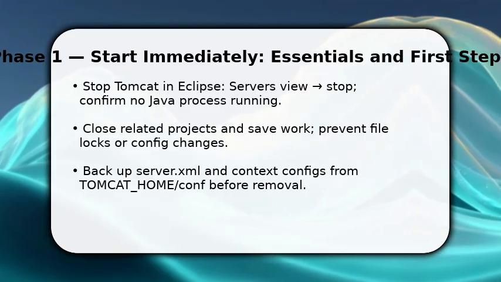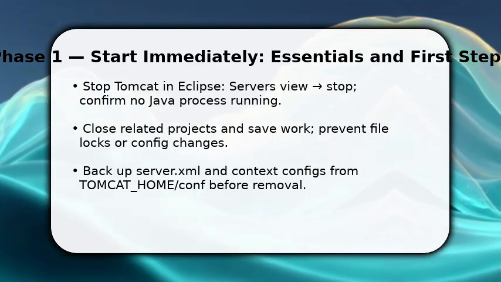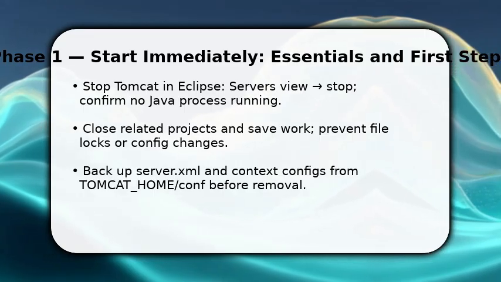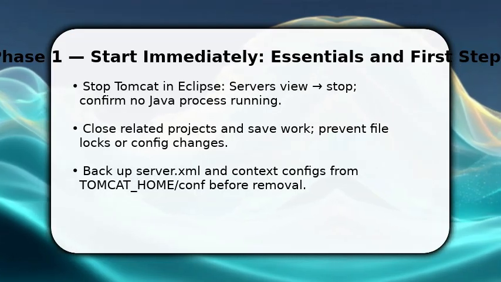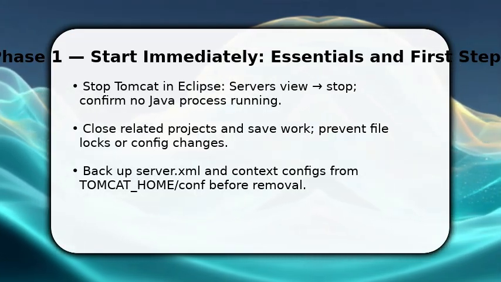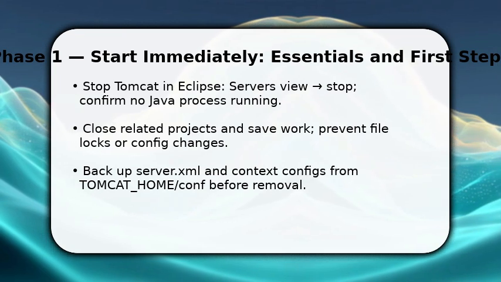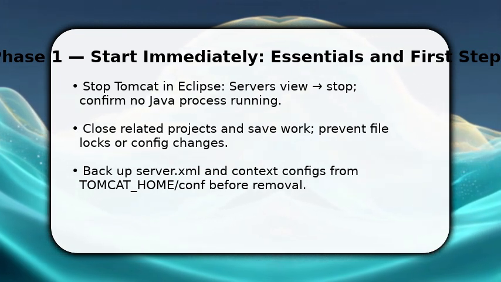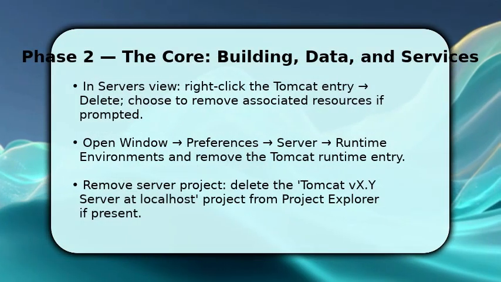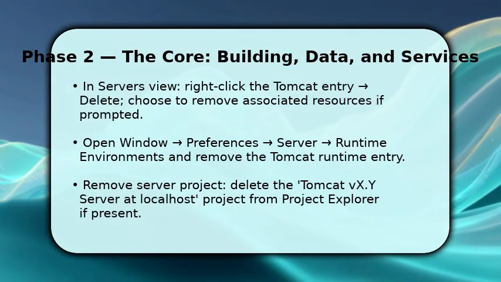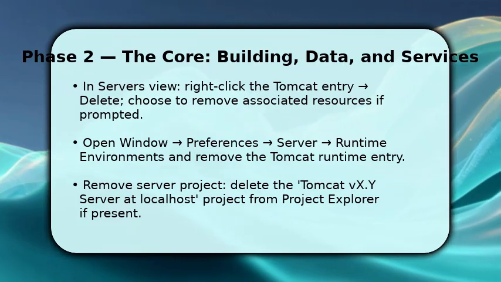Make sure to copy server XML and context files from your Tomcat conf directory. This preserves custom ports, users, and context bindings, which you may need later when reconfiguring or migrating to a new runtime. Once you've backed up configs, remove the server entry: right-click in server's view and delete, and opt to remove associated resources if you want a clean workspace.